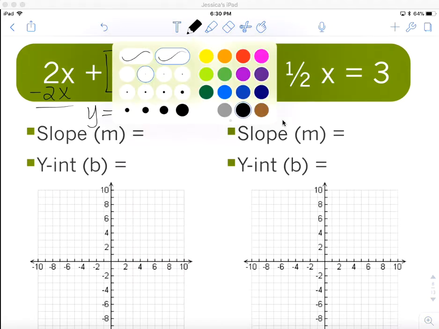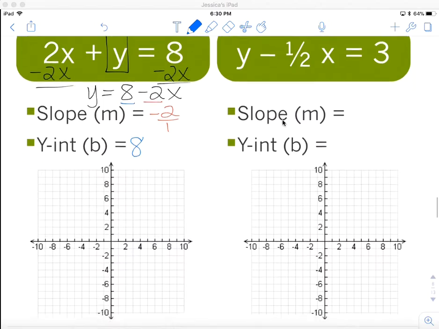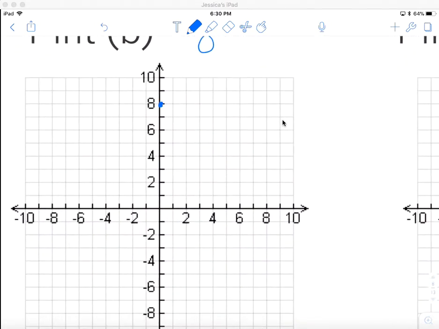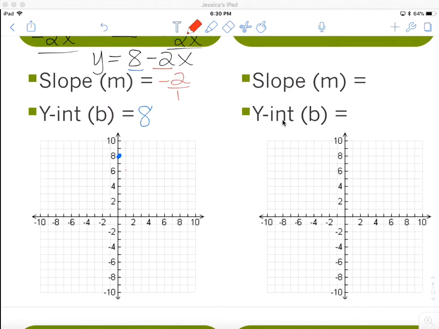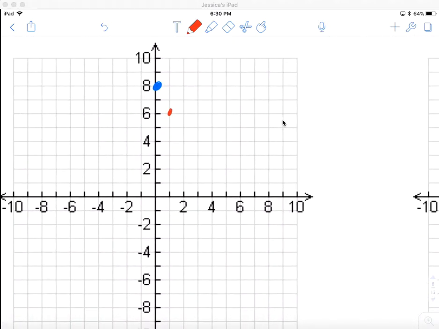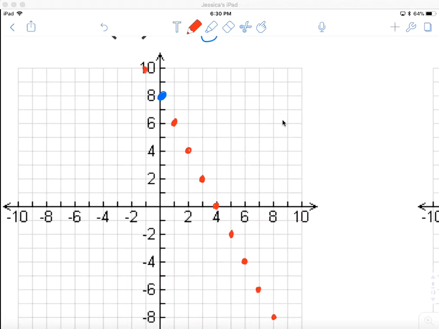For this equation, my y-intercept is 8. My slope is negative 2, which we know is the same thing as negative 2 over 1. So for this line, I am going to start at positive 8 on the y-axis, and then I'm going to move down 2, right 1. Down 2, right 1, all the way across. If I go up 2, then I go left 1 to keep it negative.